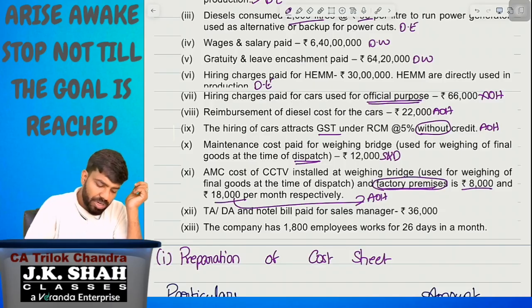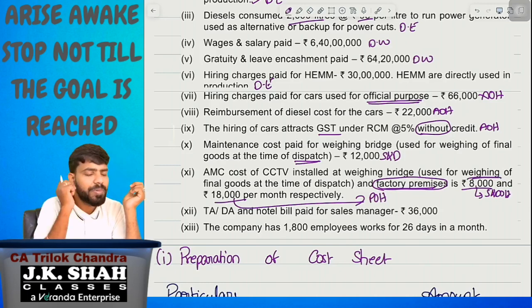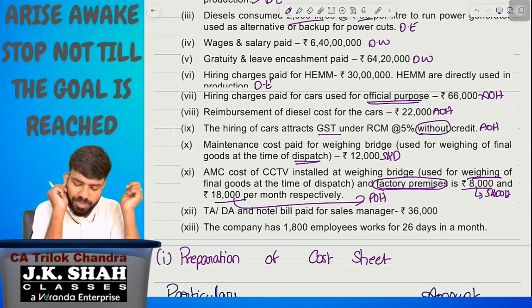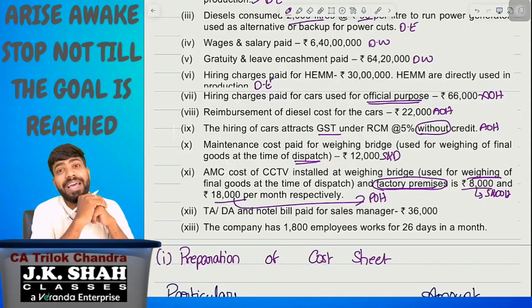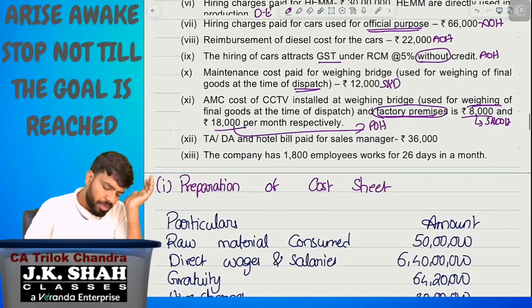Sorry, not administration overhead. 18,000 is a production overhead. This 8,000 is a selling and distribution overhead because of the weighing machine. At the weighing machine, they are incurring this cost. So selling and distribution overhead is 8,000. 18,000 is production overhead, for the entire factory, not for production alone. Are you understanding? All of you? Okay. Now, T&DA and hotel fees paid for sales manager are selling and distribution overheads.